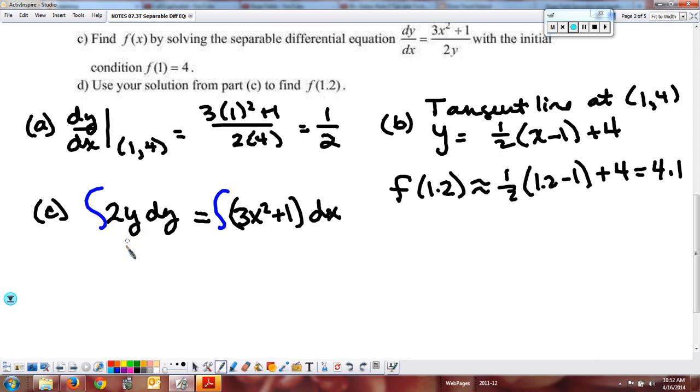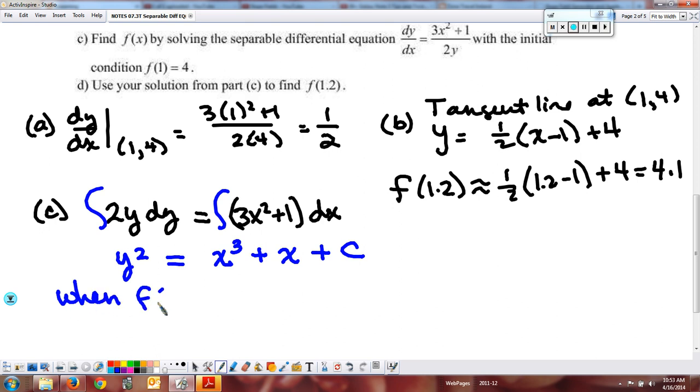antiderivative. The antiderivative of 2y is y squared. Don't worry about the constant. We're going to absorb it to the other side. The antiderivative of 3x squared plus 1 is going to be x cubed plus x, and then plus the c that we have. And then we want to say when f of 1 equals 4, reference your initial condition, we will end up with 16 equals 2 plus c, or c equals 14.